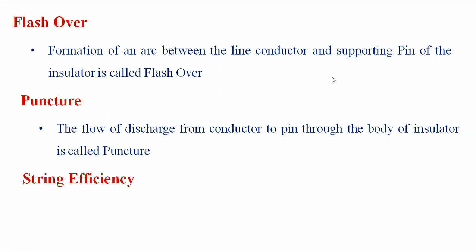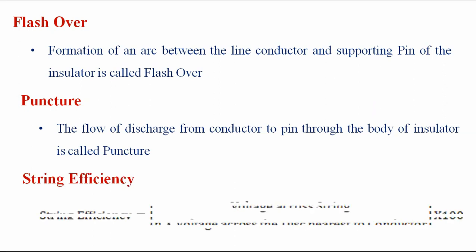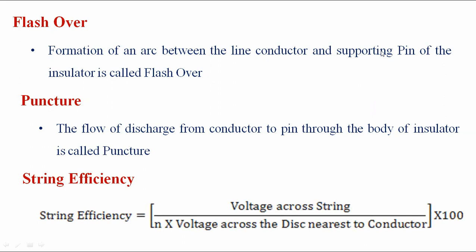And the next one, the string efficiency, is defined as the ratio of voltage across the whole string to the product of the number of discs and the voltage across the disc nearest to the conductor. Percentage string efficiency is this multiplied by 100. Here n represents the number of discs connected in series.